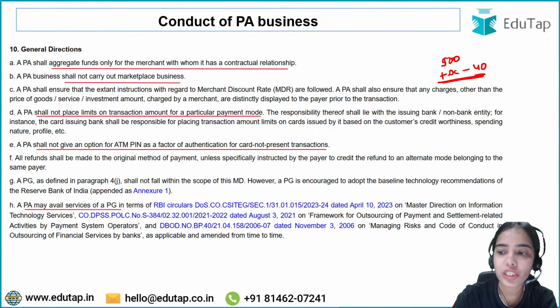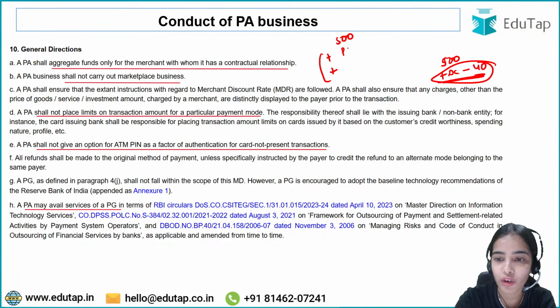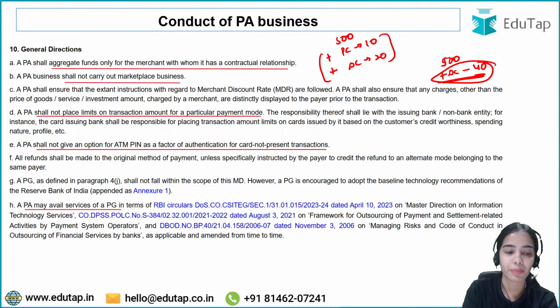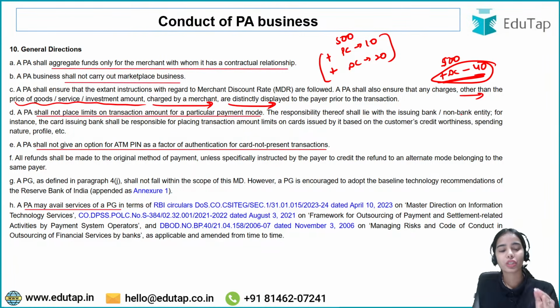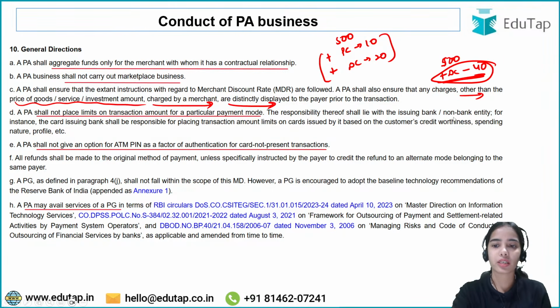So the additional charges have to be specifically mentioned and segregated. The price of the good and the additional charges have to be shown separately, like the platform charges are rupees 10, delivery charges are rupees 20. So this has to be shown separately. Basically, the price of goods, service, or investment amount charged by a merchant is distinctly displayed with the other charges. This is the basic idea, that the price of the product and the other charges have to be distinctly shown.